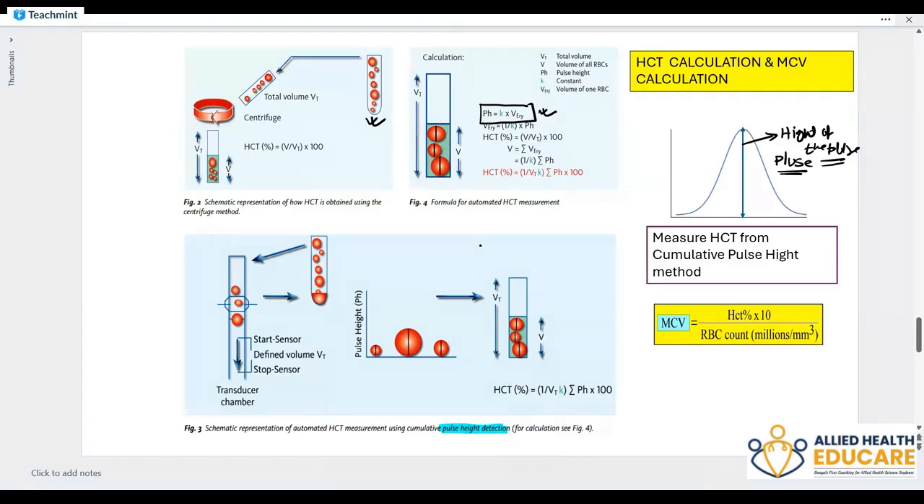And how is MCV formed? We know the MCV formula: MCV equals hematocrit times 10 divided by RBC count. As the machine calculated the hematocrit, it got the hematocrit value. It multiplied the hematocrit value by 10, and then divided by the total RBC count. So this is how a machine calculates the hematocrit or PCV value, by using the technique called the pulse height technique. You should remember the pulse height technique.